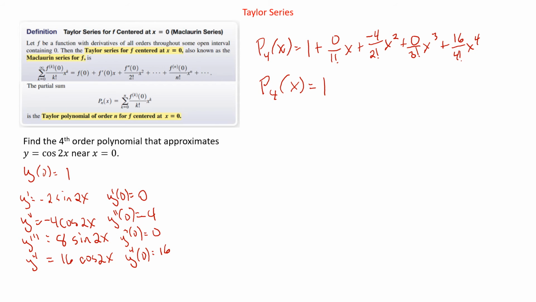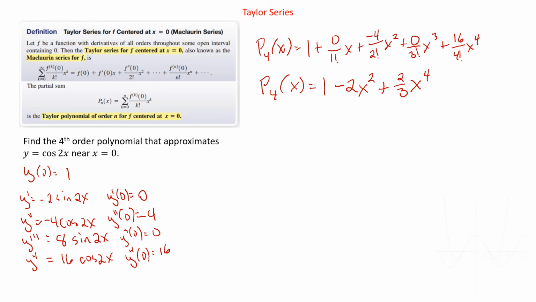So I have 1 plus 0. All right, so let's see, 2 factorial is 2. So that'll be minus 2x squared. Then we have 0x cubed. 4 factorial is 4 times 3 times 2, so 8 times 3. We can simplify to get us 2/3 x to the fourth. So this is going to be a fourth order Taylor polynomial that will approximate cosine of 2x.